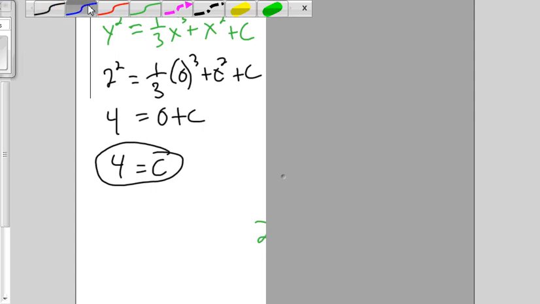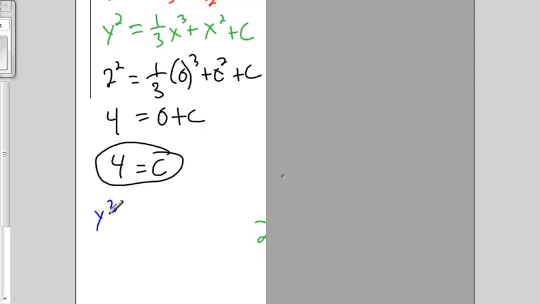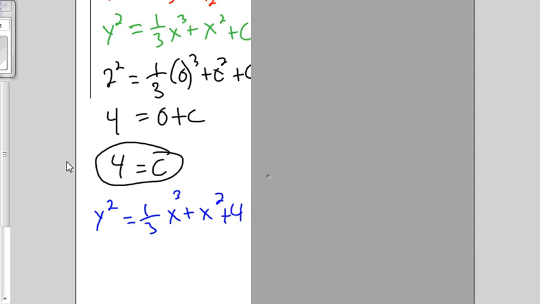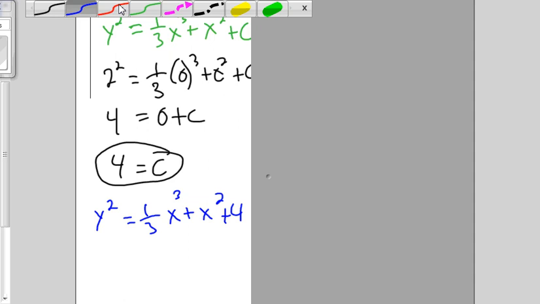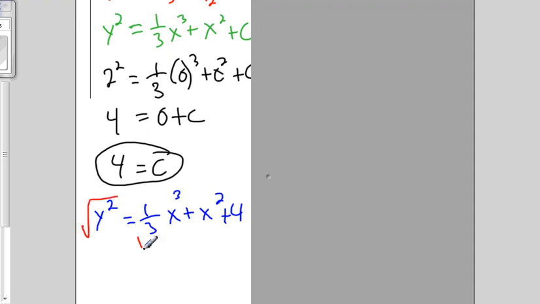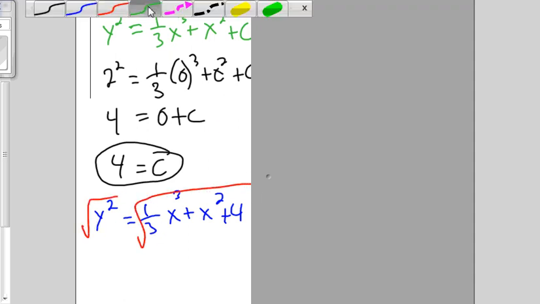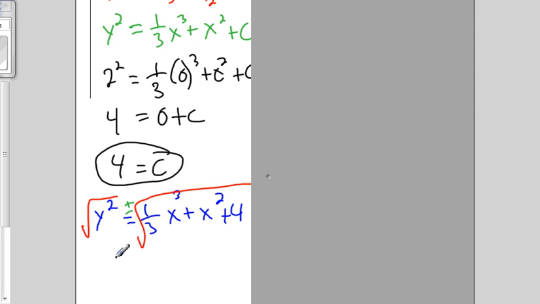Now I'm going to have to go back, and now I do have to solve for y because I do want my particular solution. So I have y squared equals 1/3 x cubed plus x squared, but now it's plus 4. No problem. So I'm going to take the square root of both sides. Hopefully remember that whenever I take the square root of both sides, I need to have a plus or minus. So y equals plus or minus the square root of 1/3 x cubed plus x squared plus 4.